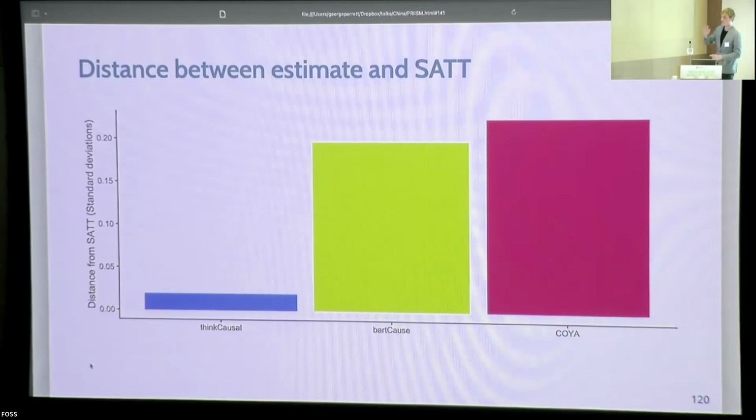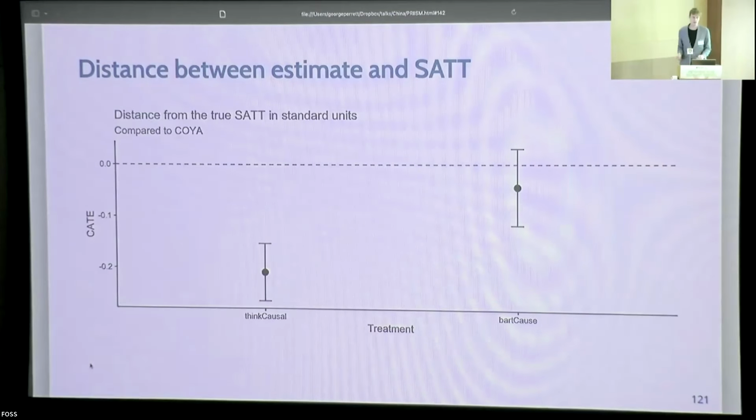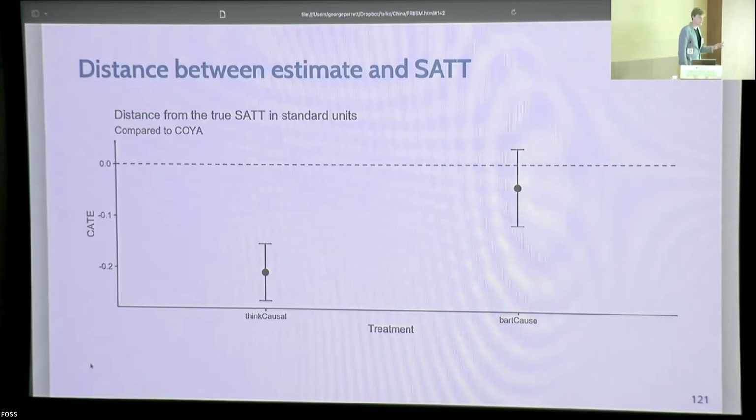And we see that Think Causal estimates were very, very close to the truth, but there really was not a difference between BART cause and people doing linear regression and propensity score matching. Now, if we do a more formal analysis, we see exactly that. So Think Causal on average gave estimates that were about 0.2 standard deviations closer to the truth, whereas BART cause and choosing your own method were indistinguishable.